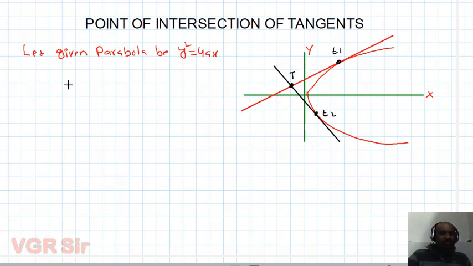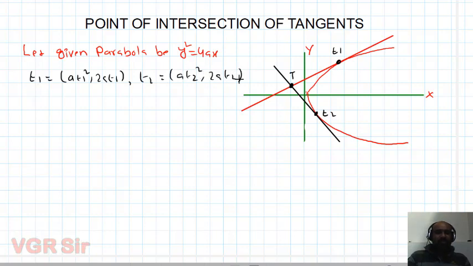So T1 stands for what? Ordered pair (aT1 square, 2aT1). T2 stands for (aT2 square, 2aT2). First of all, I want to find the equation of tangent at the point T1. After that I will find the equation of tangent at T2. Then I will solve those two equations, and I will get the required point, that is T.